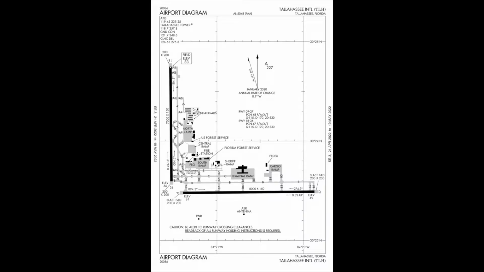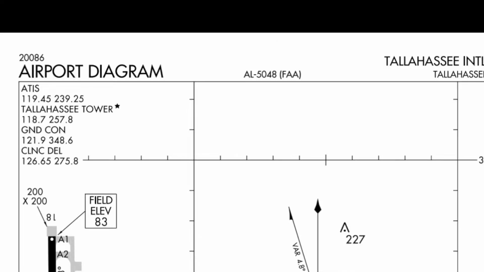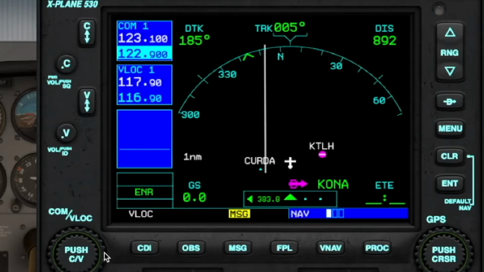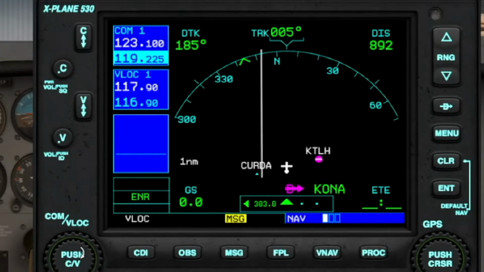Here's a diagram of the Tallahassee International Airport. You can get this off ForeFlight or airnav.com. We're going to tune into this frequency. It's called the ATIS. It stands for Automatic Terminal Information Service. Basically, this is going to give you all the information you need to know, like the weather. I'm going to tune into 119.45.